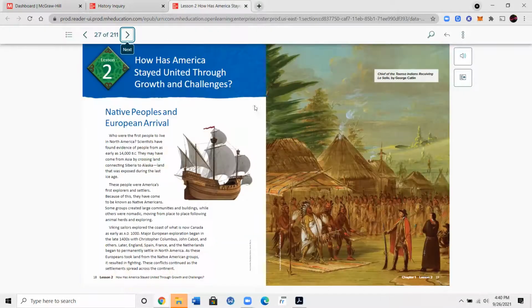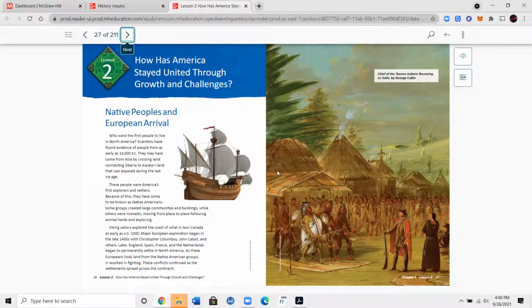So let's go ahead and hop into our reading. So open your textbooks to page 18. And we're going to be reading from page 18 to page 27. Native peoples and European arrival. Who were the first people to live in North America? Scientists have found evidence of people from as early as 1400 BC. They may have come from Asia by crossing land connecting Siberia to Alaska, land that was exposed during the last ice age. These people were America's first explorers and settlers. Because of this, they have come to be known as Native Americans.